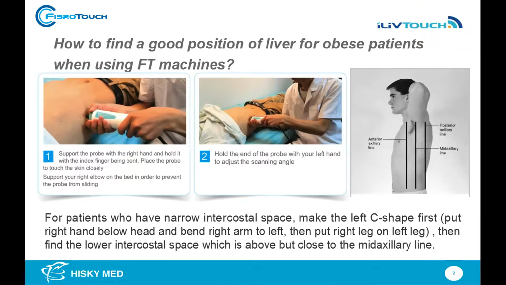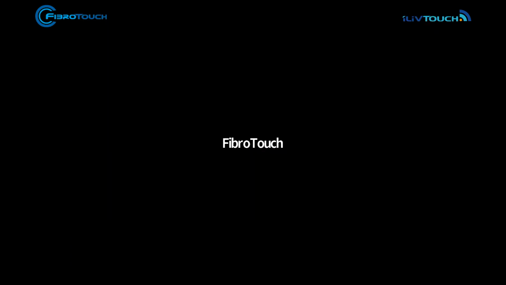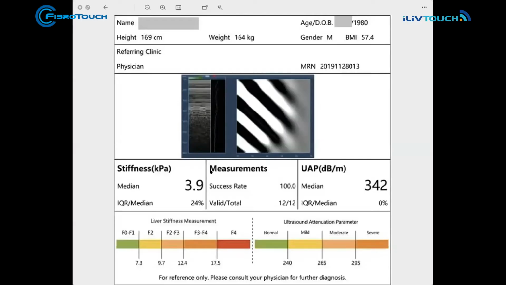Thank you, Chen Chen. I have a picture to show about an obese patient in one of the Malaysia hospitals. This is the picture. This is the obese patient in Malaysia, also using our iLivTouch machine to diagnose. Of course, it's very difficult to find the position of the liver in these patients. However, after finding it, we get the result: the stiffness is 3.9, so there's no fibrosis, but the UAP is very high. It's 342.